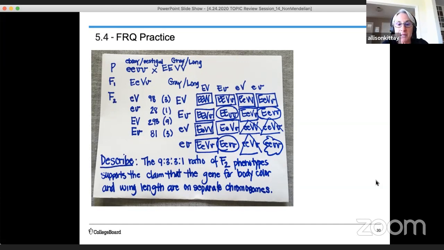If we go ahead and do that Punnett square and work it out, you can see that the boxed genotypes represent the 293, and that's our 9. The circled genotypes represent our big E, little v, 81, which is our 3. The triangles represent our little e big V, which is our 98. And then finally, our little e little v, which was 28, is 1. So the 9:3:3:1 ratio of the F2 phenotypes supports the claim that the genes for body color and wing length are on separate chromosomes.